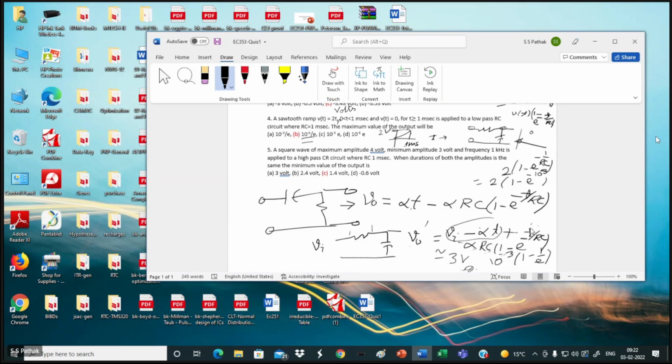RC was given how much? At the receiver end, RC is given as 1 millisecond. T is also 1 millisecond. So we need to design our receiver antenna array accordingly. So these are 1 millisecond by 1 millisecond, and 10 to the power 3 then. With this we have discussed the question; answer A will be suitable.